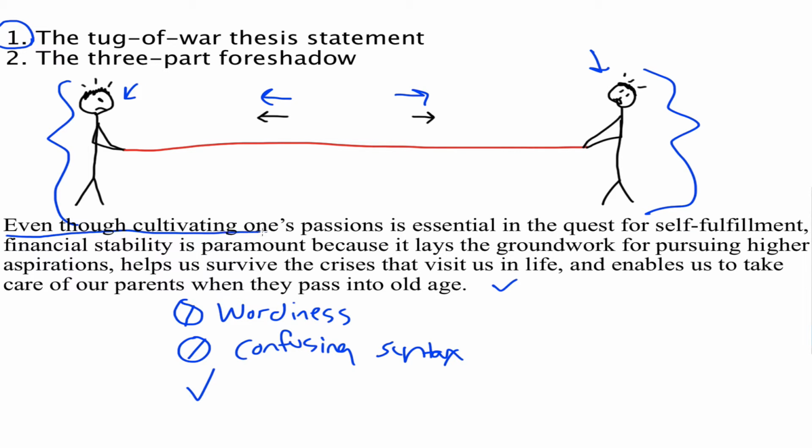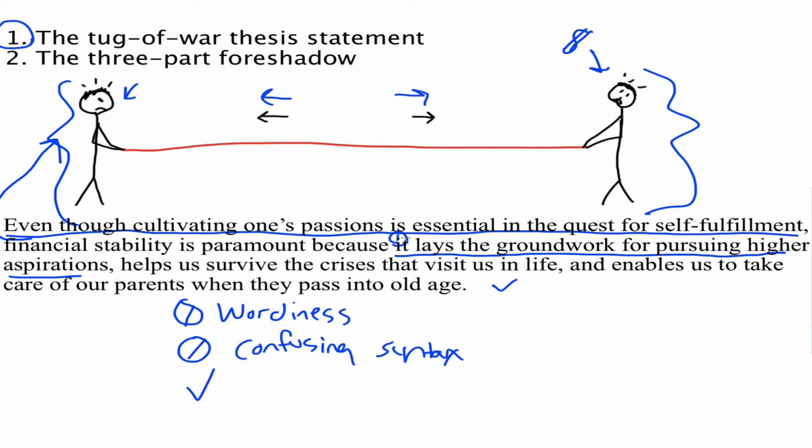So here's the first part of this statement. Cultivating one's passions is essential in the quest for self-fulfillment. That part of the thesis statement is like this stick figure right here. This is the stick figure saying, cultivating one's passions is essential, etc., etc. But then the writer turns around and says financial stability is paramount. So this stick figure here can represent financial stability. And why? Well, it lays the groundwork for pursuing higher aspirations.